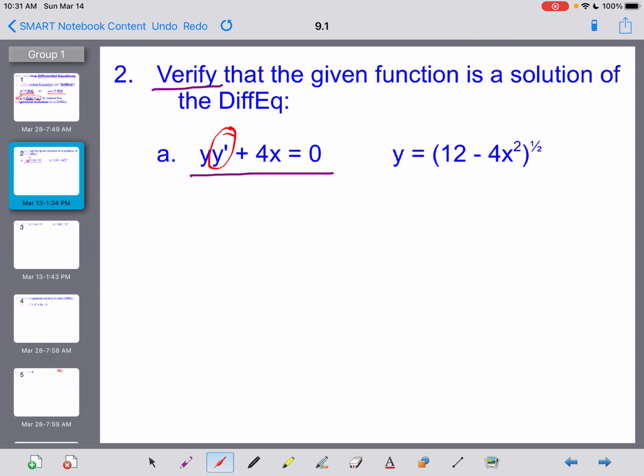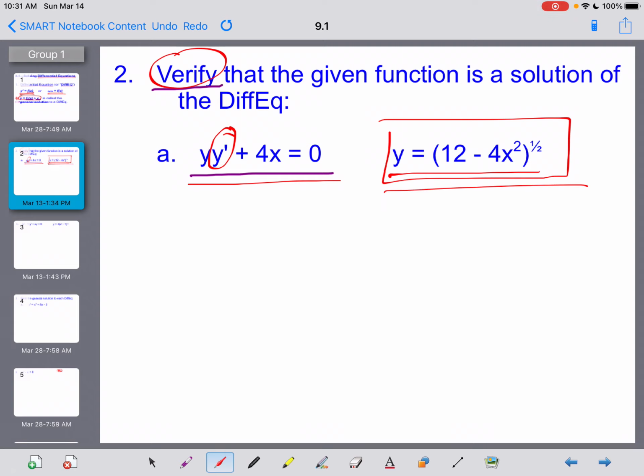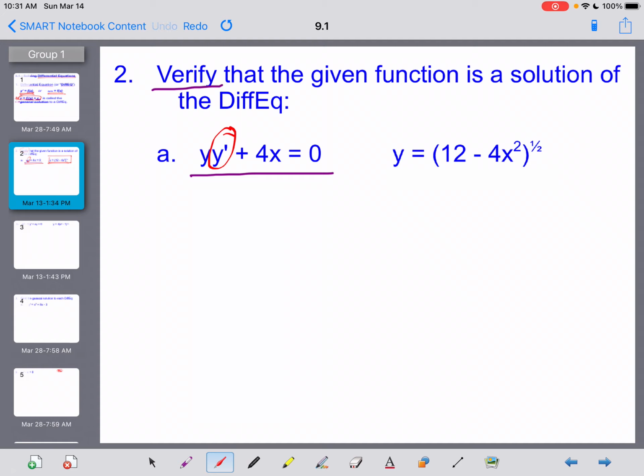But what they've also done, and boy, this was nice of them, they gave you the solution to this differential equation. They've said that the solution to this mess is y equals (12 minus 4x squared) to the 1/2 power. We just have to verify that this y value, or this function, is in fact a solution to this differential equation. So verifying is kind of a nice way to ease into these problems, because they've given you the answer. They just want us to show that it's true.